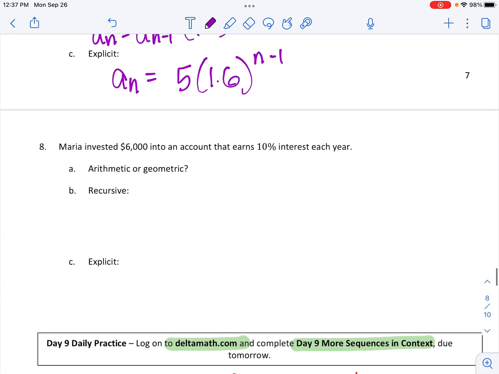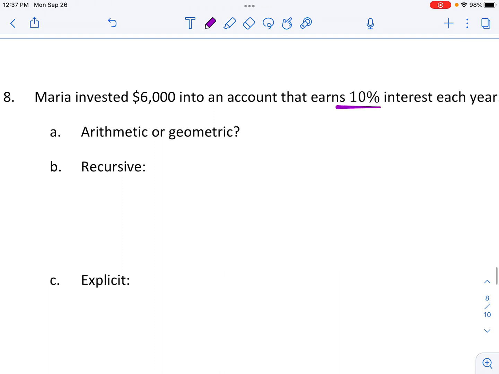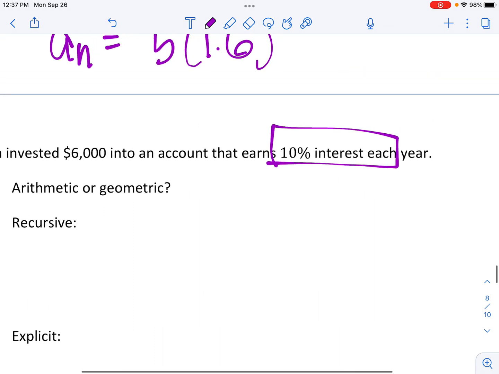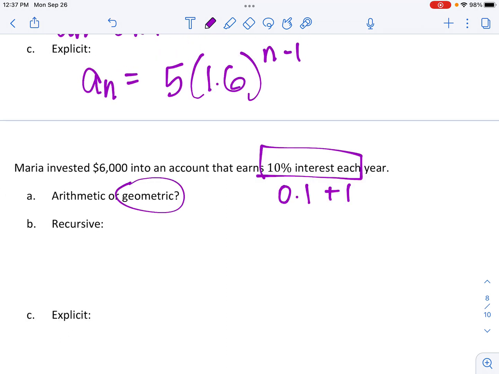Okay, review. Maria invested $6,000. If you get 10% a year, first step, change it to a decimal. And then if it's increasing, add 1. If it's decreasing, subtract from 1. So this is geometric. The common ratio is 1.1.